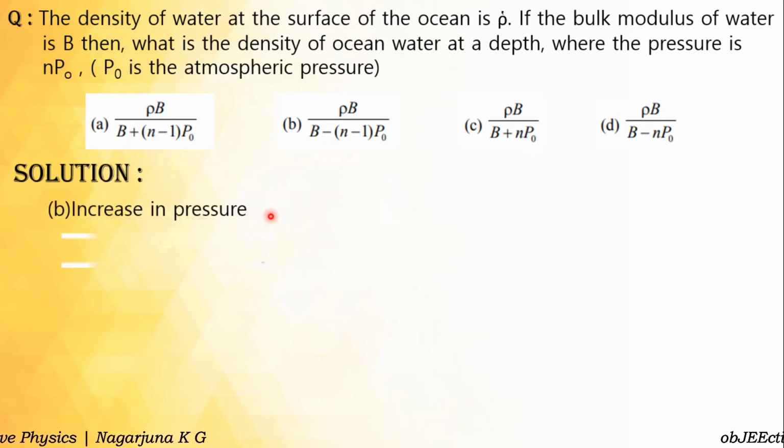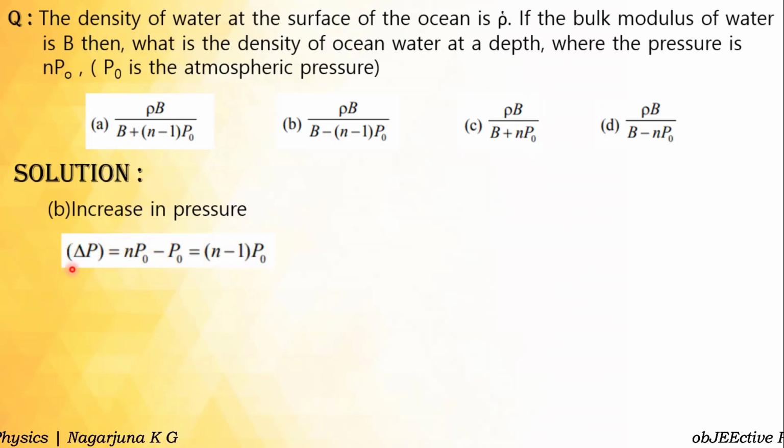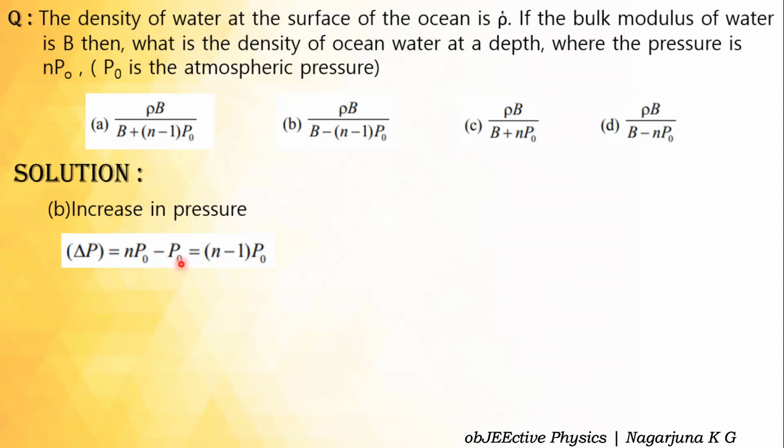Increase in pressure, delta P is equal to n P naught minus P naught. That is, pressure increases from surface of ocean to a particular depth. At a particular depth, pressure in the ocean is n into P naught. At the surface of water in the ocean it is P naught. So therefore, change in pressure or increase in pressure, delta P can be written as n into P naught minus P naught, that is equal to n minus 1 into P naught.